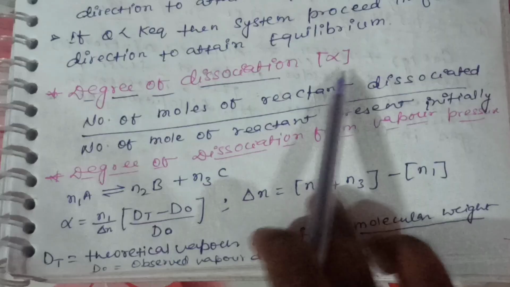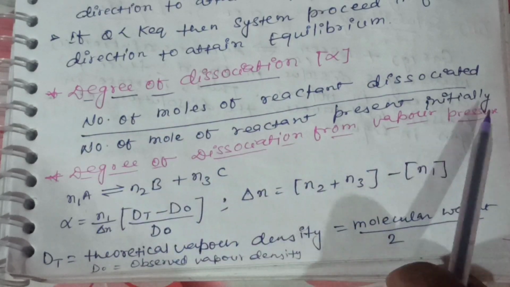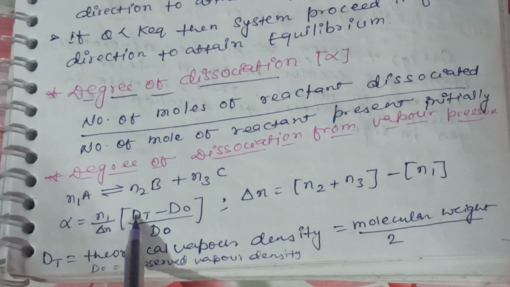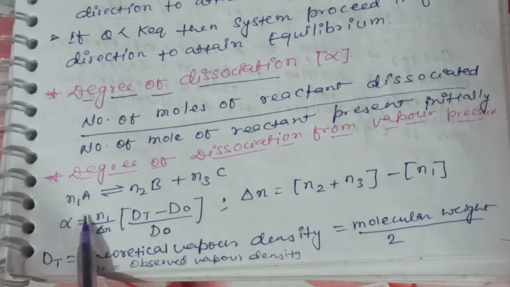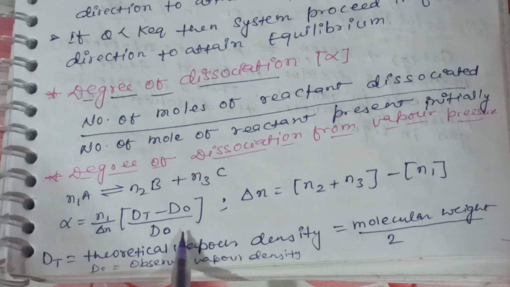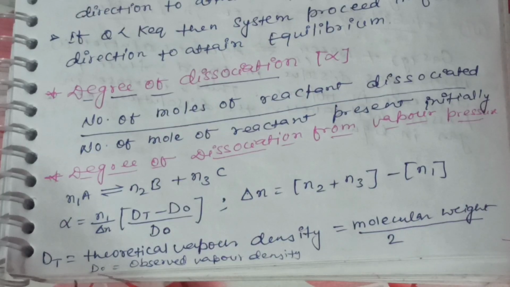Degree of dissociation. Alpha is equal to the number of moles of the reactant dissociated upon the number of moles of reactant present initially. Degree of dissociation from the vapor pressure: n1A in equilibrium with n2B plus n3C. Alpha is equal to n1 upon Δn, in bracket, dt minus do upon do. Δn is equal to in bracket n2 plus n3 minus n1. dt is equal to the theoretical vapor density, which is equal to molecular weight upon 2. do is equal to the observed vapor density.